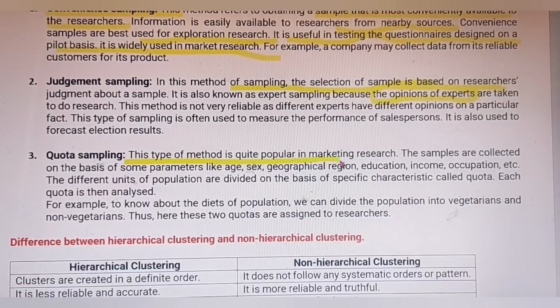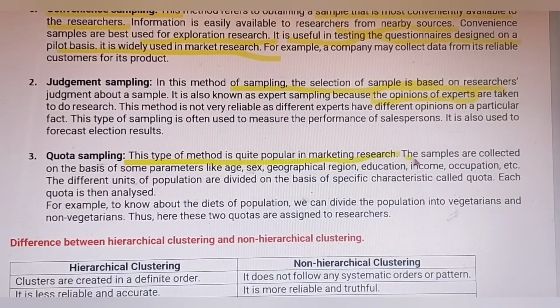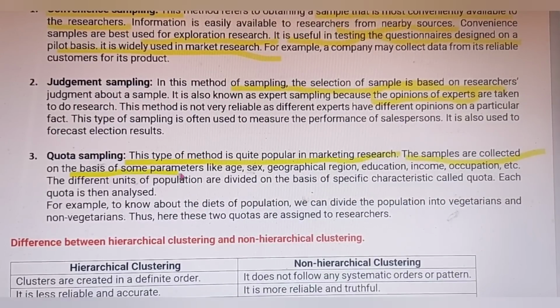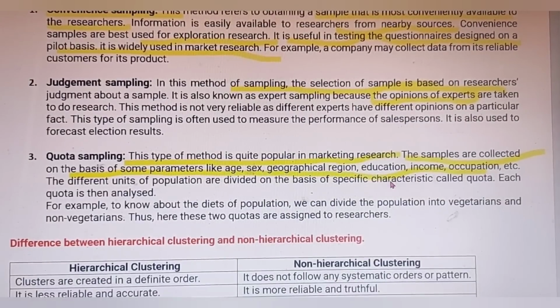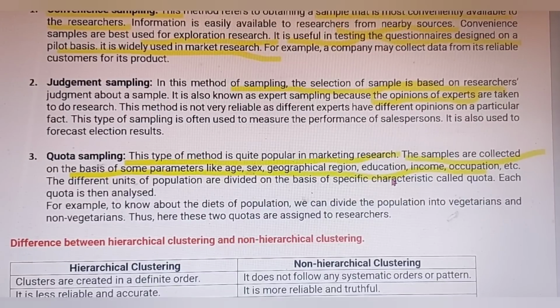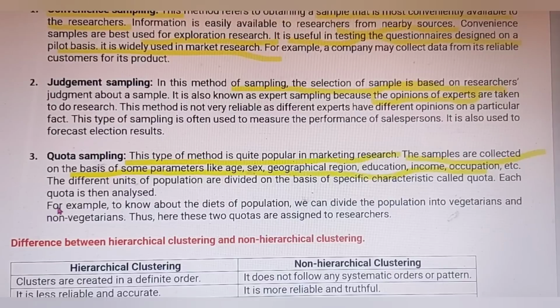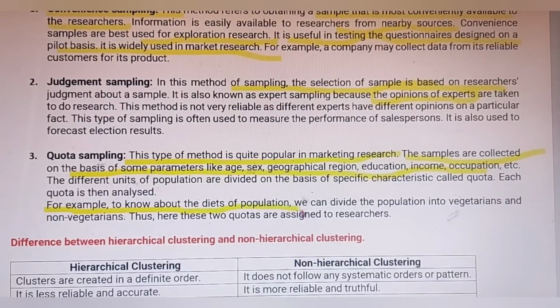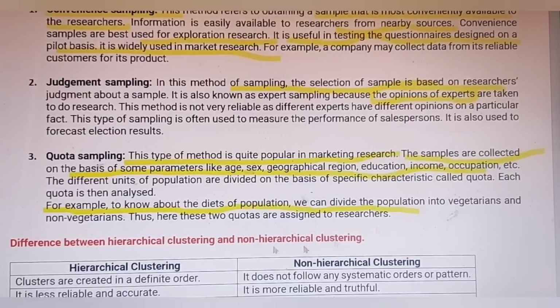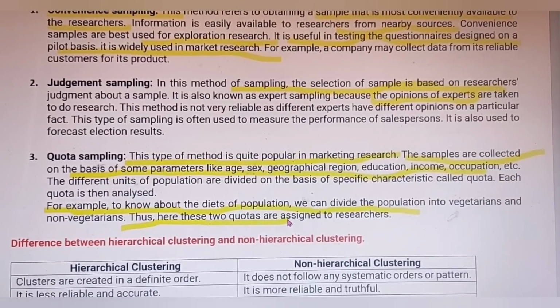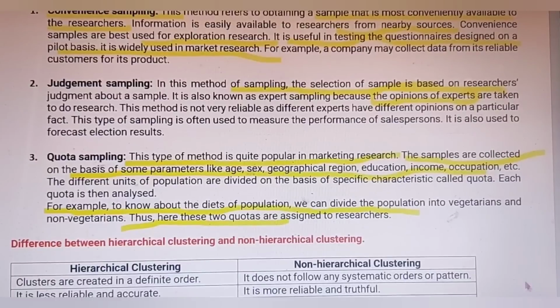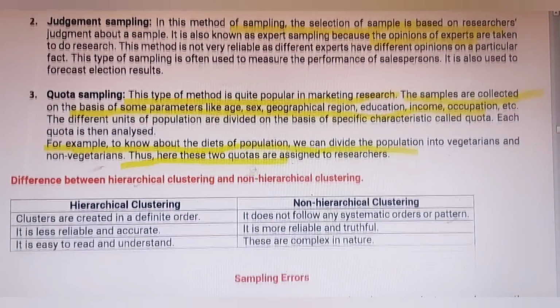this is again a very popular method in marketing research, and samples are collected on the basis of some parameters like age, sex, geographic region, education, income, like that. Basically a type of quota is allotted to the researcher. I have given one example here for your better concept clearing. To know about the diets of the population, we can divide the population into vegetarians and non-vegetarians, and thus we will have two quotas allotted to the researcher for research.